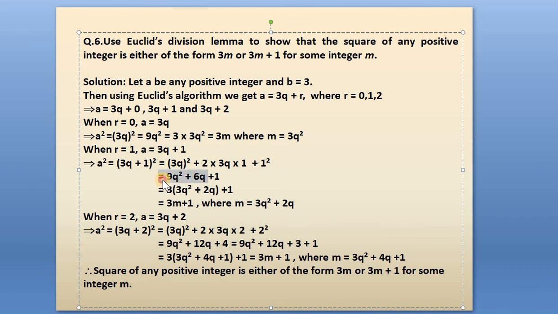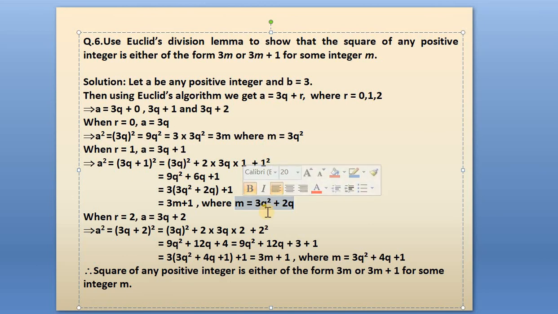What can we see here? In the first two terms, 3 is common. So let's take 3 outside. So 3 into 3q square, 9q square, 3 into 2q, 6q. So 3 into 3q square plus 2q, plus 1. Which means 3m plus 1, where m in this case is 3q square plus 2q.